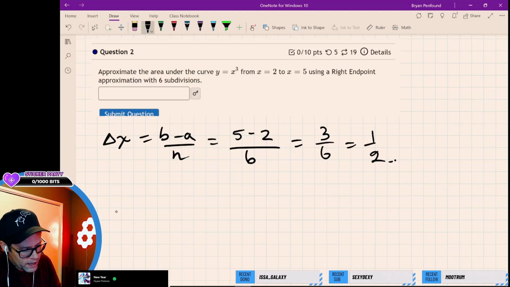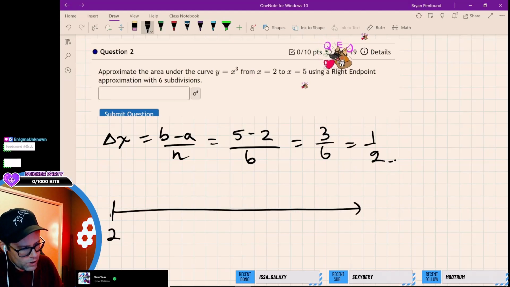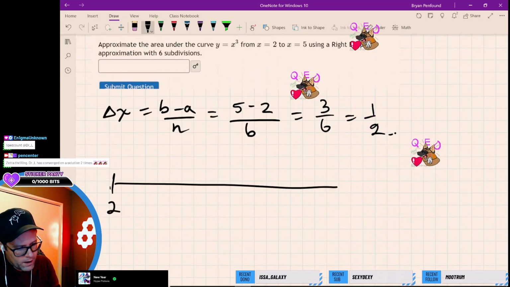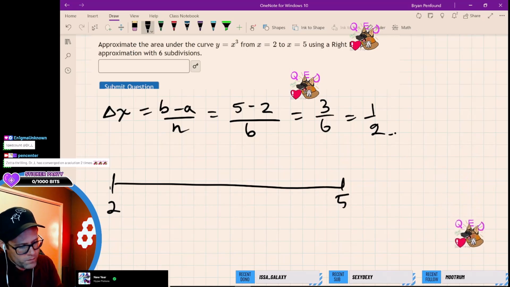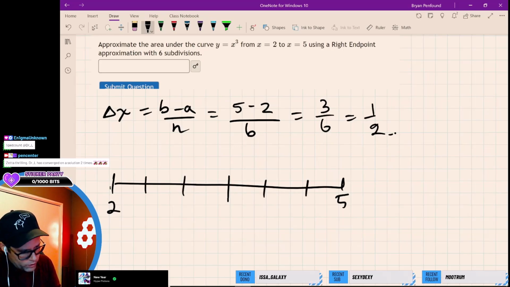Now, the next thing that I typically like to do is draw a little number line with those subdivisions. So let's start at 2 and go up to 5. And let's just draw those. So let's see. I do need that. But I need 2 in here and I need 2 in here. So it's going to be like 3, 4, 2.5, 3.5, 4.5.